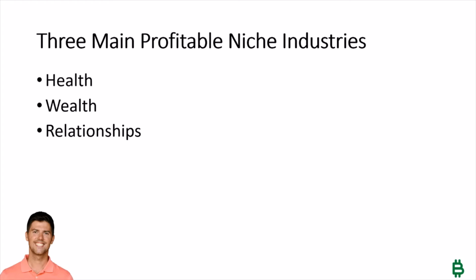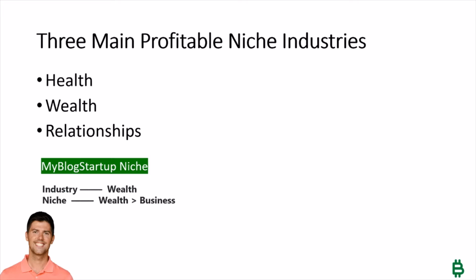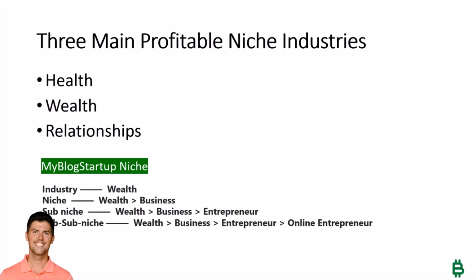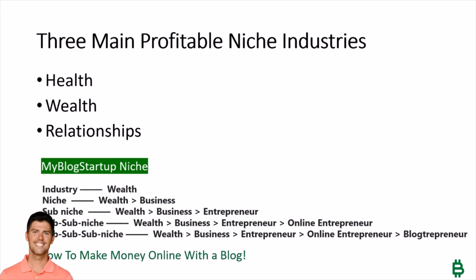For example, just for my blog startup and why we've decided to go this route, we're in the wealth industry. Realistically, we're looking to help people create wealth for themselves, but we really niche down into this, and this is how we found you, to be honest. So we niche down into business, into entrepreneurship, into online entrepreneurship, and then into blogging as an entrepreneur, or blogtrepreneur, which is a made-up word, but it's how to make money online with a blog.